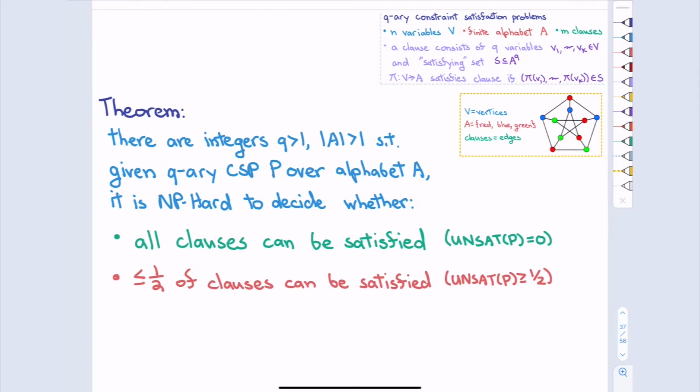So the theorem we're going to try to prove. I'm not 100% sure we're going to get a constant of one half, but it's not too important. There are some integers q and an alphabet size A, so some constants out there, so that if you're looking at a q-ary CSP over an alphabet of that size A, it's NP-hard to decide if it can be completely satisfied or if unsat(P) is greater than one half. So we're going to try to show that it's NP-hard to distinguish between perfect and half wrong. Big gap. That means if it's in the middle, you can output anything you want. So that's the direct thing we're going to try to prove.